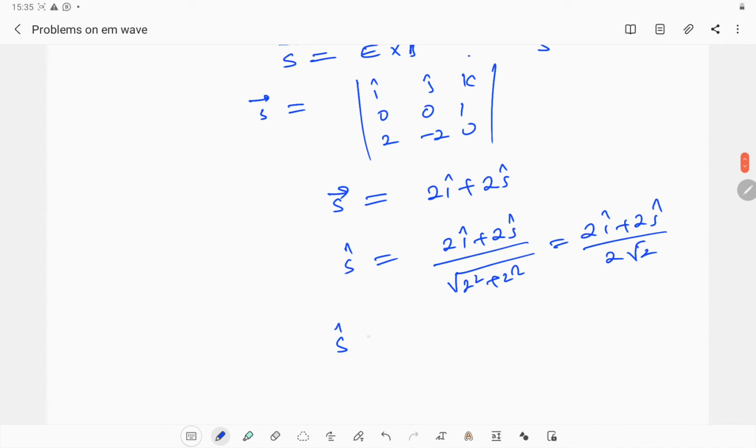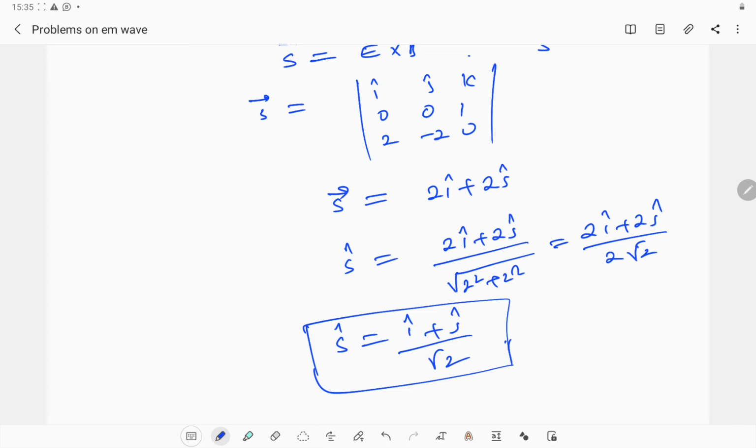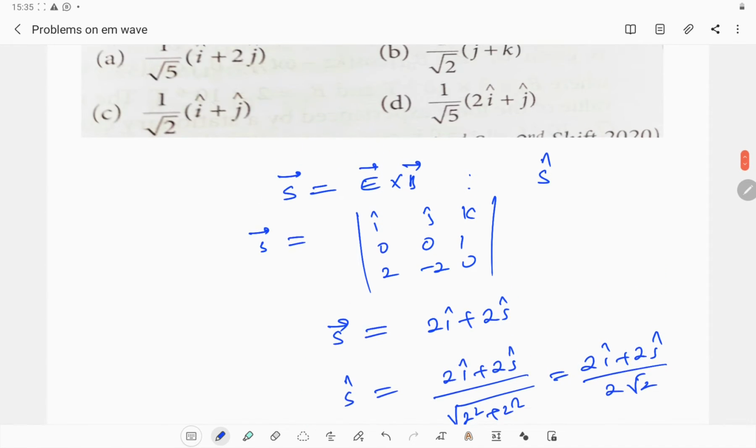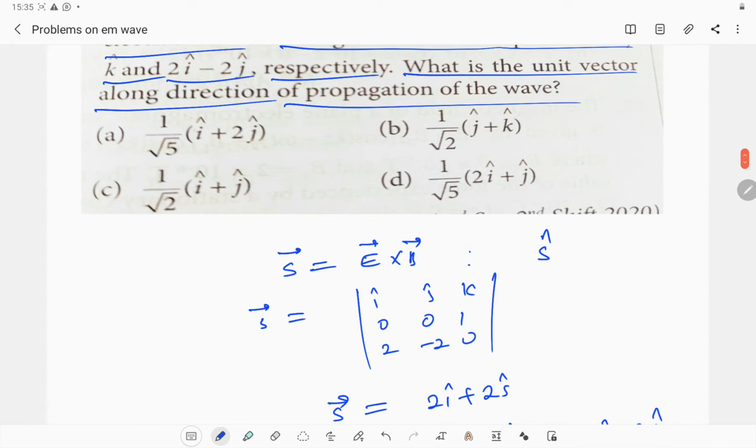Therefore S cap is equal to, here 2 is common, it is cancelled, therefore i cap plus j cap by root 2. This is the unit vector in the direction of propagation of the wave, i cap plus j cap by root 2. Therefore answer C is the correct answer.